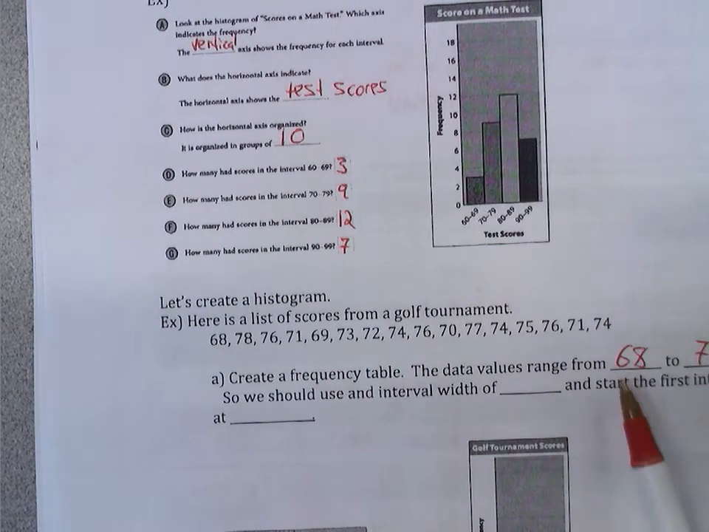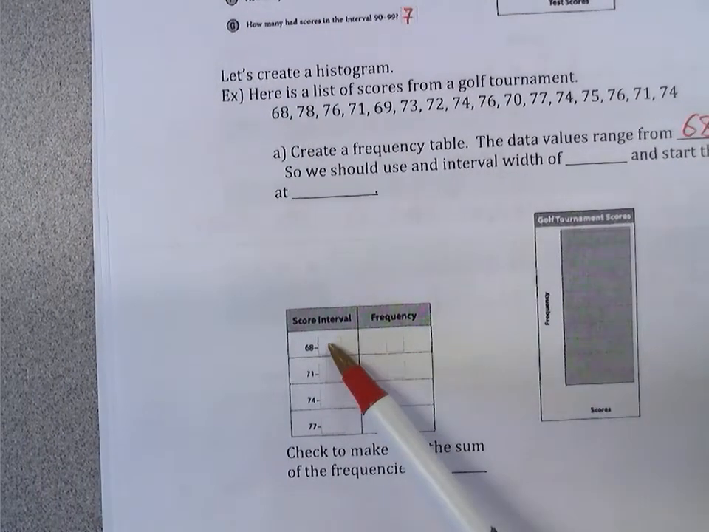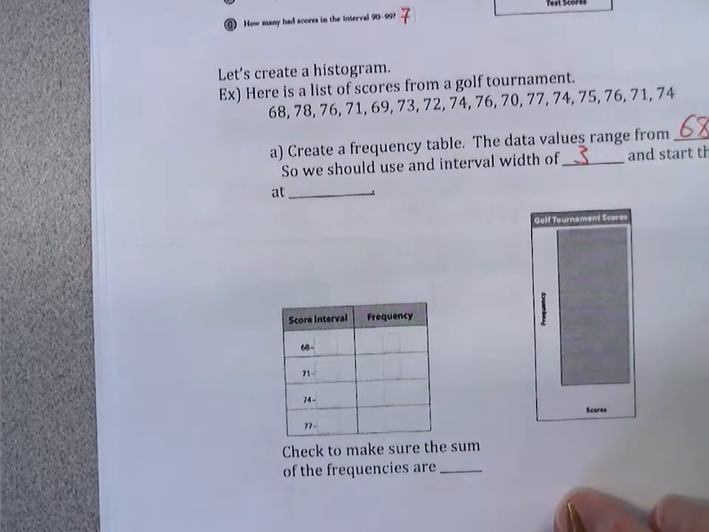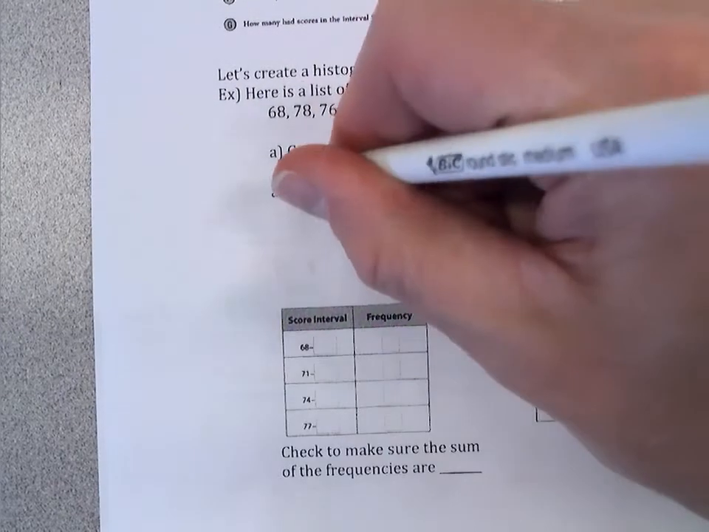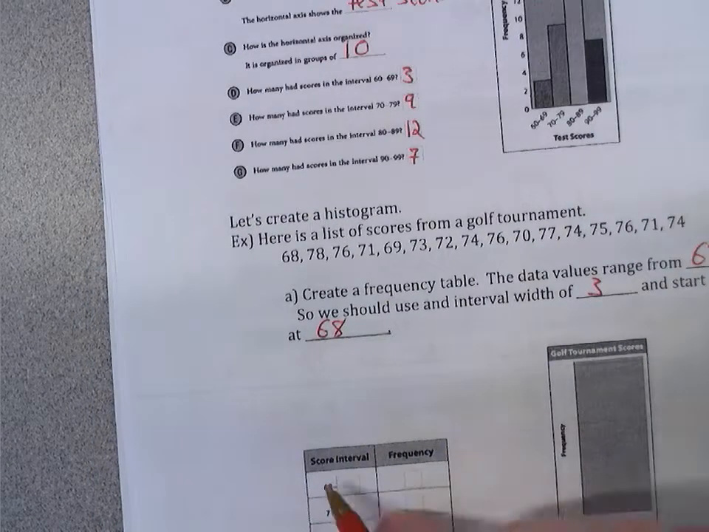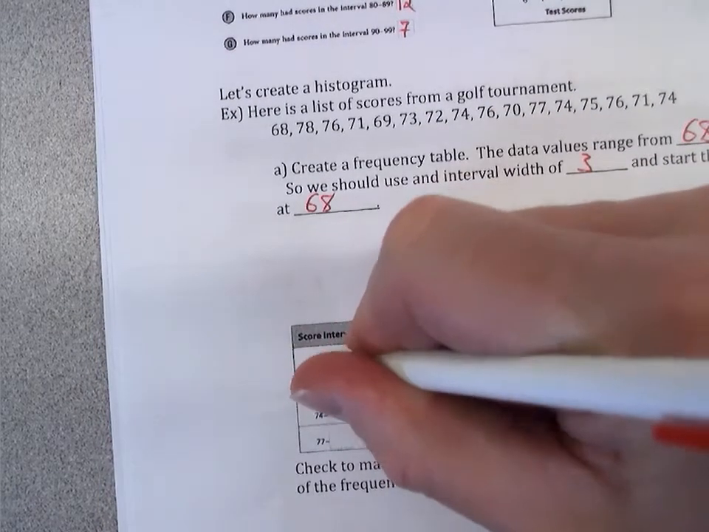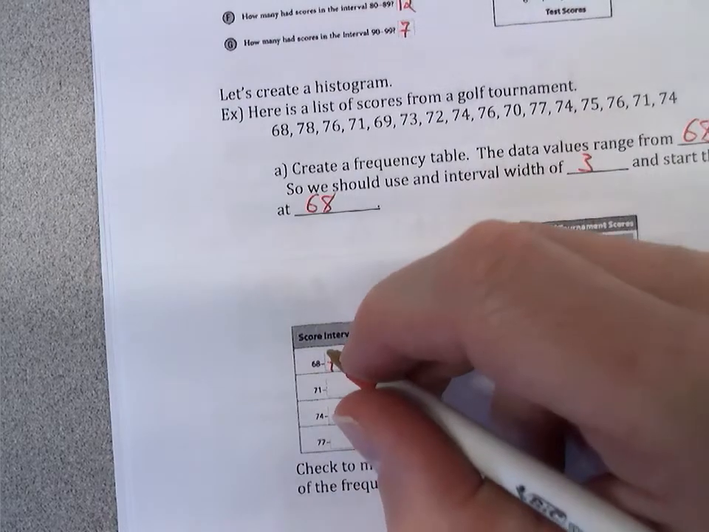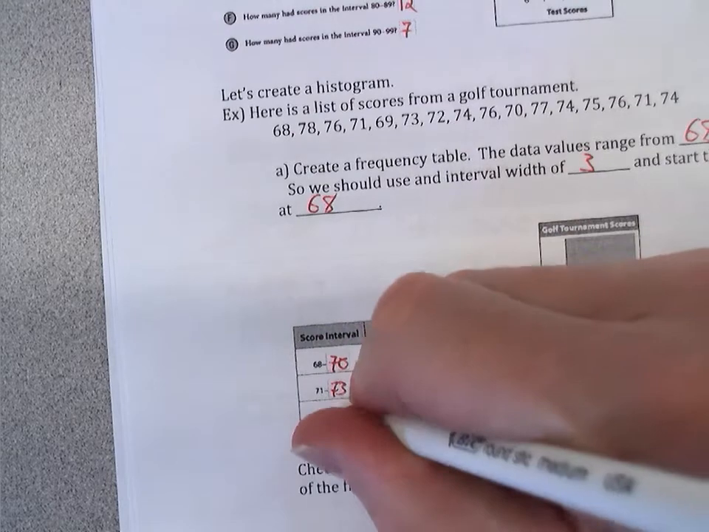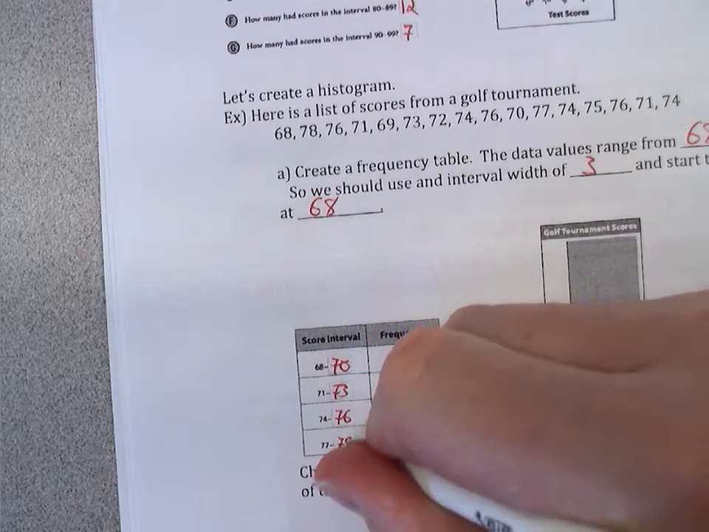If I'm going all the way from 68 to 78, down here I want to have several categories. We're going to go up by 3s, okay? And I'm going to start with the interval 68. So my first interval, going up by 3, is going to be 68 to 70, and then 71 to 73, 74 to 76, 77 to 79.